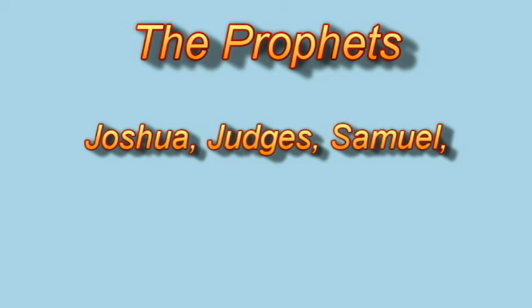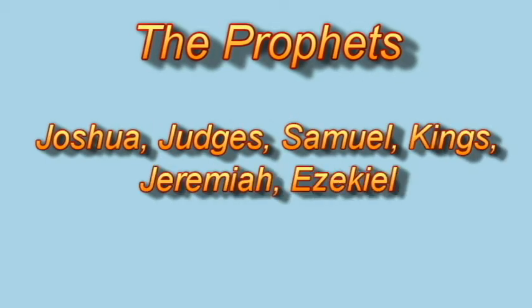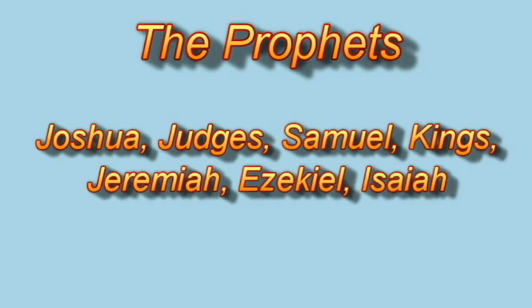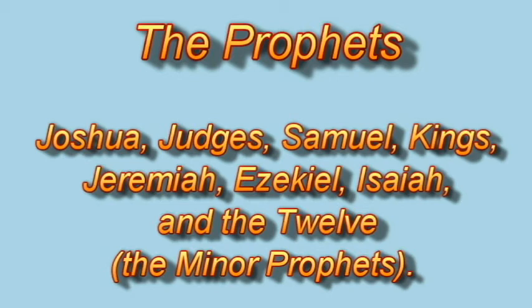The Prophets consist of 8 books in the following order: Joshua, Judges, Samuel, Kings, Jeremiah, Ezekiel, Isaiah, and the 12, also known as the Minor Prophets.